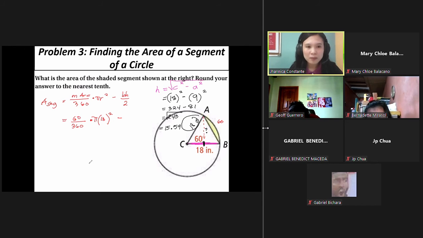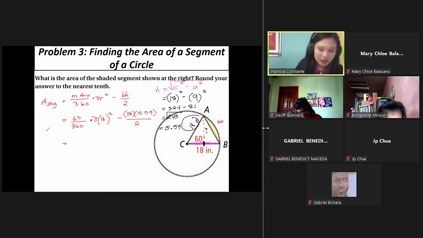So 15.59 inch is our height. So since we have already the height, we can now proceed in finding the area of the segment. The base is 18 multiplied by our height, which is 15.59, divided by 2.